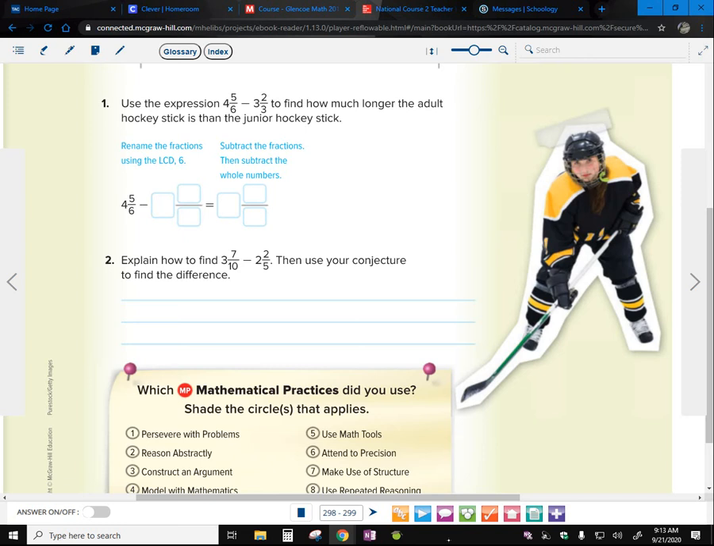So we're going to find the least common denominator, or the LCD, of 6 for the two of them. So we're going to change 3 2/3 by multiplying by 2 on top and 2 on the bottom. 3 stays the same. It becomes 4/6.